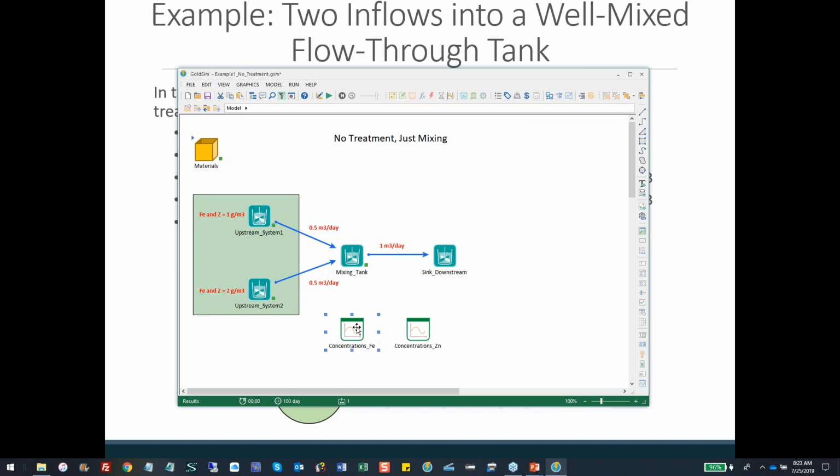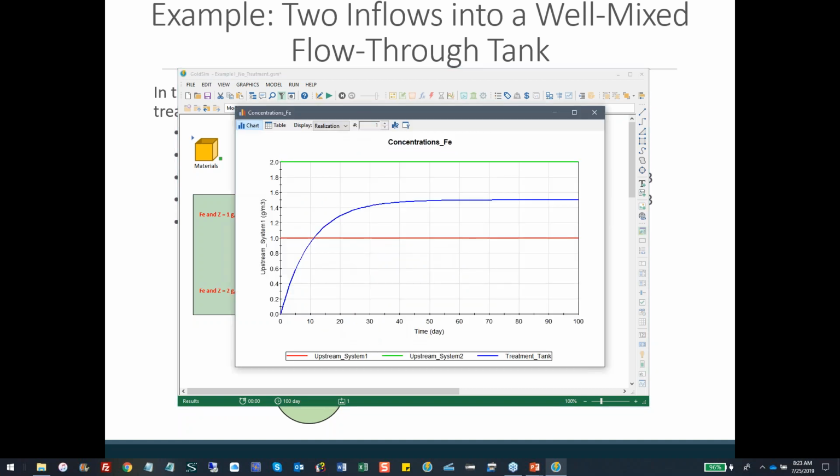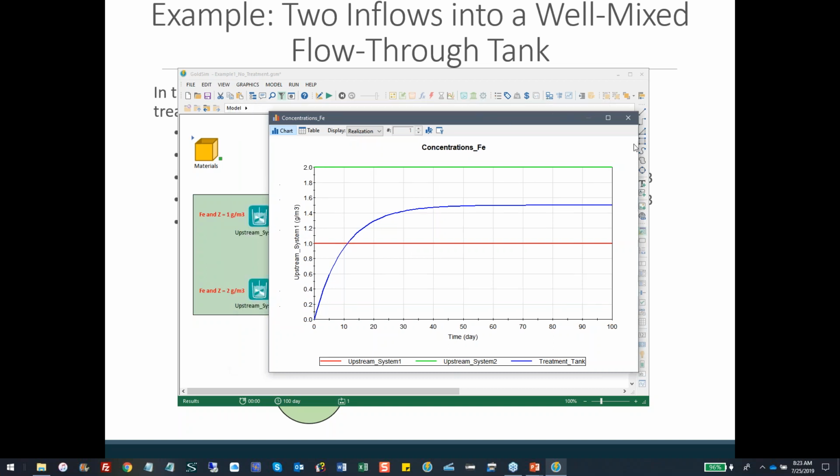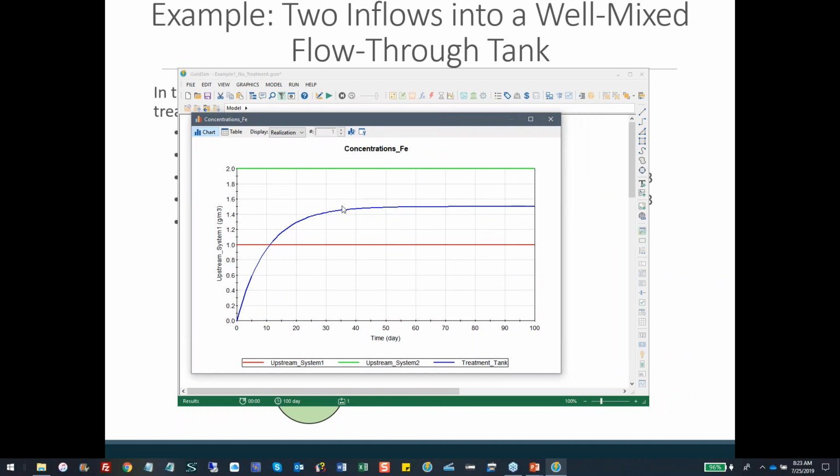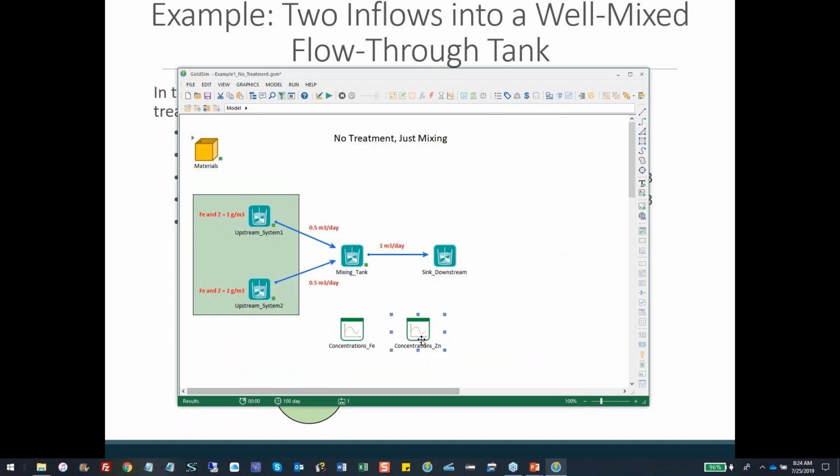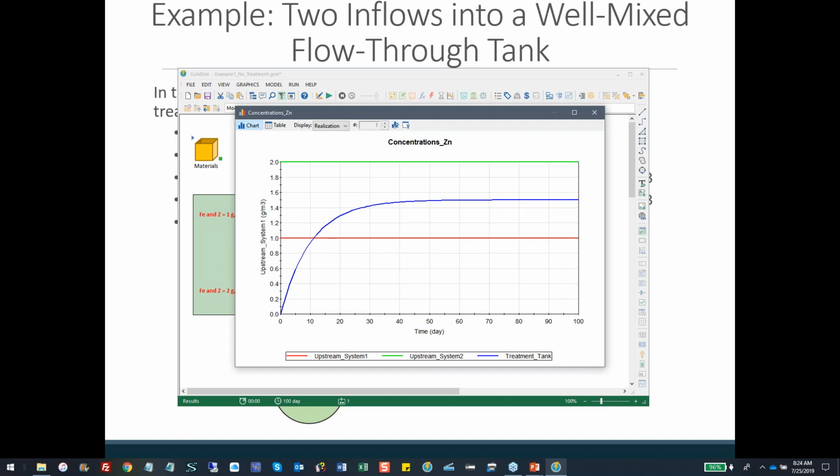So if we just look at the concentrations of iron and zinc, we get something that looks like this. Here's the concentration of iron. Remember, we said there was a constant concentration of 2 coming from one location and 1 coming from the other location. So obviously, if they're coming in at equal rates, once we reach an equilibrium, the thing starts at 0, we're going to be halfway in between, and that's what we see. We just mix these two streams, so the water leaving the tank is 1.5. That's all we're doing here. Same thing with zinc. So nothing fancy here. We're just mixing two streams coming into a system.